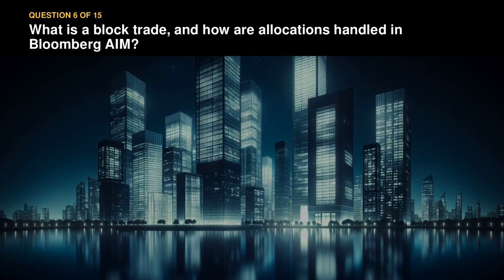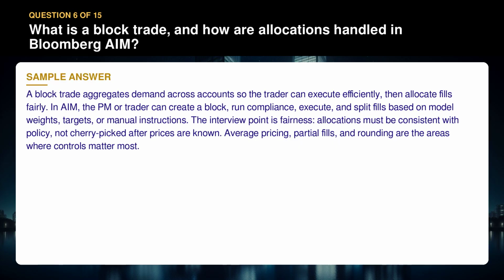Question 6. What is a block trade, and how are allocations handled in Bloomberg AIM? A block trade aggregates demand across accounts so the trader can execute efficiently, then allocate fills fairly. In AIM, the PM or trader can create a block, run compliance, execute and split fills based on model weights, targets, or manual instructions. The interview point is fairness. Allocations must be consistent with policy, not cherry-picked after prices are known. Average pricing, partial fills, and rounding are the areas where controls matter most.